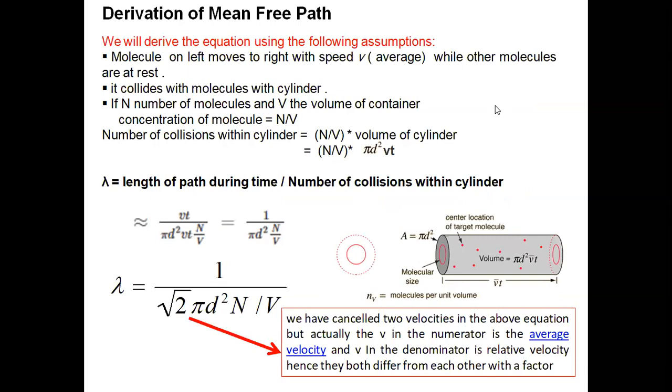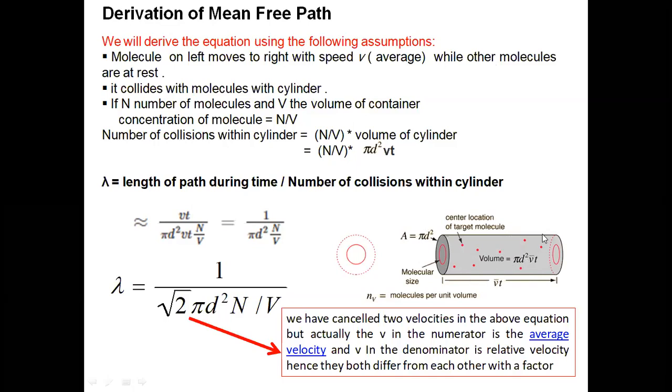Okay, how do we derive this relation, the derivation of the mean free path? We will derive this equation using the following assumption. Molecule N moves to the right with average speed v, while the other molecules are at rest. So it collides with molecules within a cylinder.